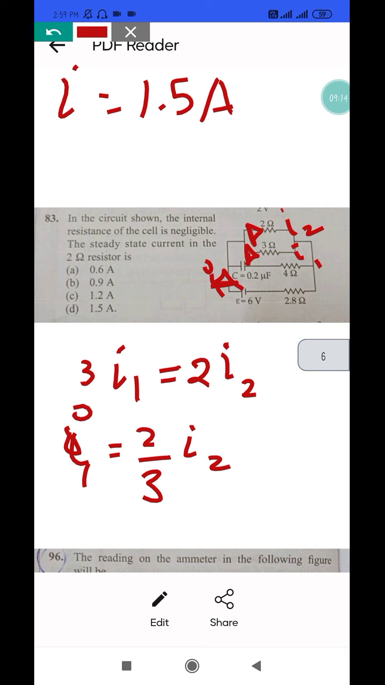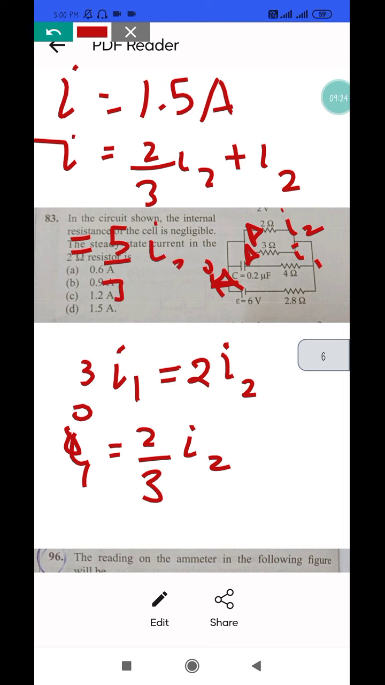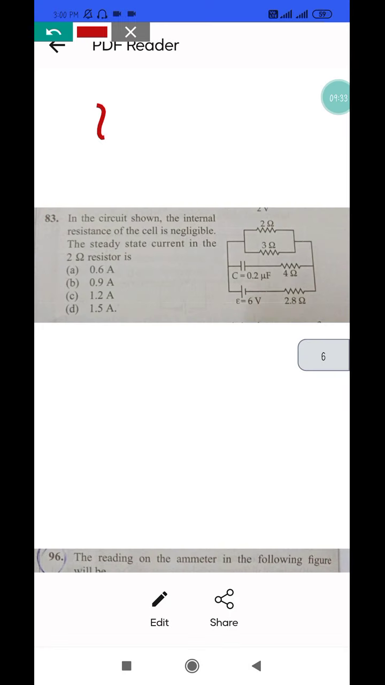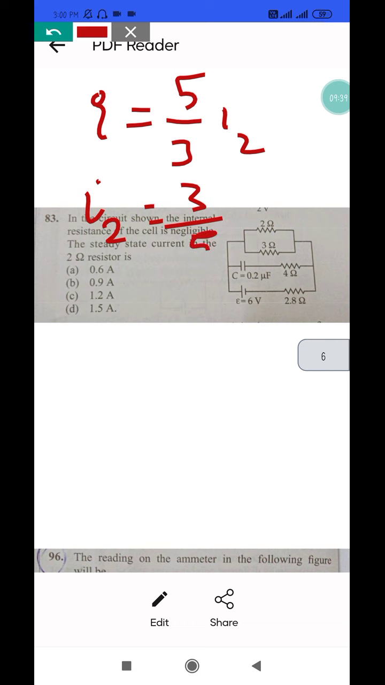Shall I write like this? So please substitute here, which is I is equal to I1, which is 2 by 3 I2, plus I2, which turns out to be 5 by 3 times I2. This is our total current. Now we need this I2. So I2 is simply what? Let me erase this. We got I as 5 by 3 I2, so I2 is simply 3 by 5 I.